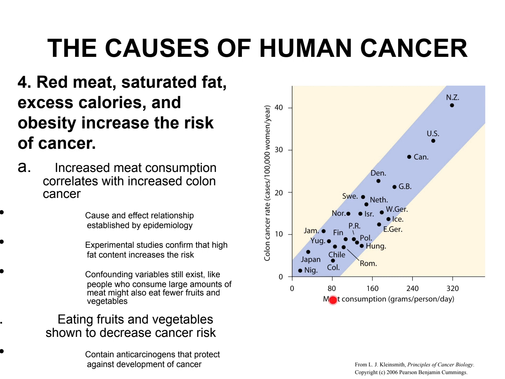So on a graph here we have meat consumption, grams per person per day, and the colon cancer rate, cases per 100,000. Here's the United States. We're up here pretty high. And then here we have some other countries that eat less red meat than we do, and they fall lower on this graph. So this isn't saying that you should never eat red meat. This is just saying that if you could reduce your daily consumption of red meat, that could help to reduce your risk of developing colon cancer.